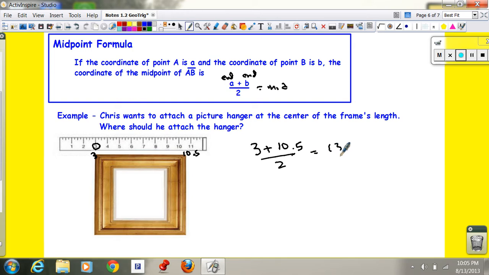So it's going to be 13.5 divided by 2. And in this case, the exact middle point is going to be 6.75. When you divide 13.5 by 2, you get 6.75. So the middle point is right here at 6 3/4. That's where the middle would be, the middle of the picture frame. That's where you'd want to put the hanger. So that's a little application of the midpoint formula. Finding two endpoints and dividing by 2 will give you the exact middle.